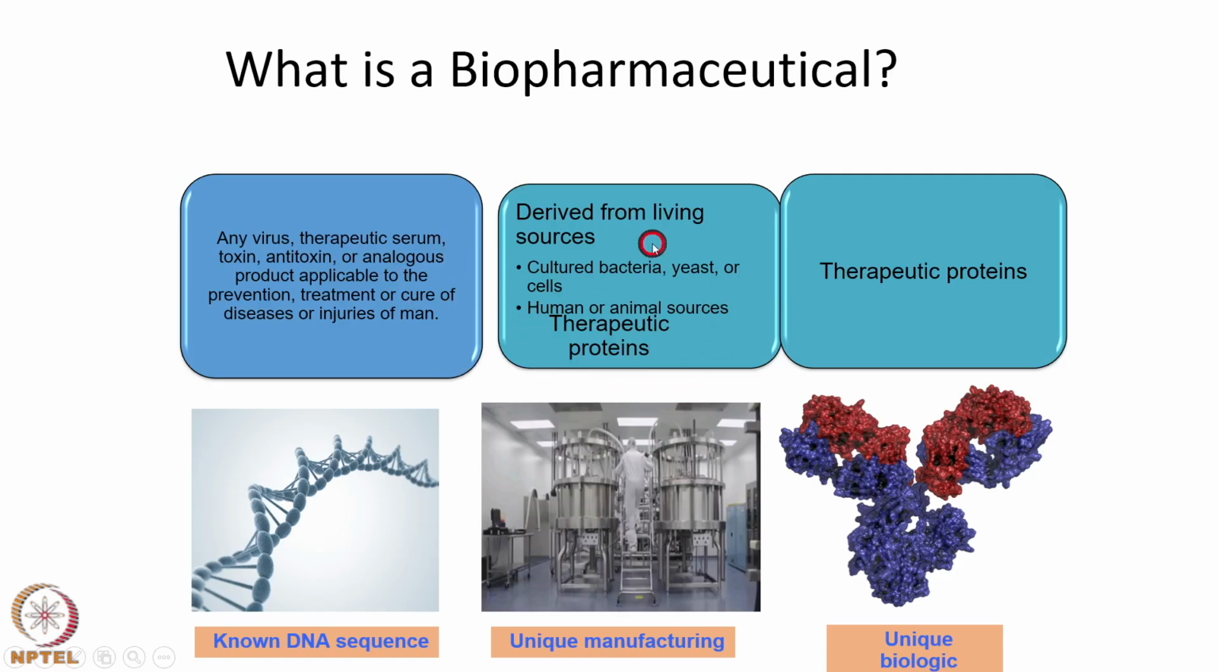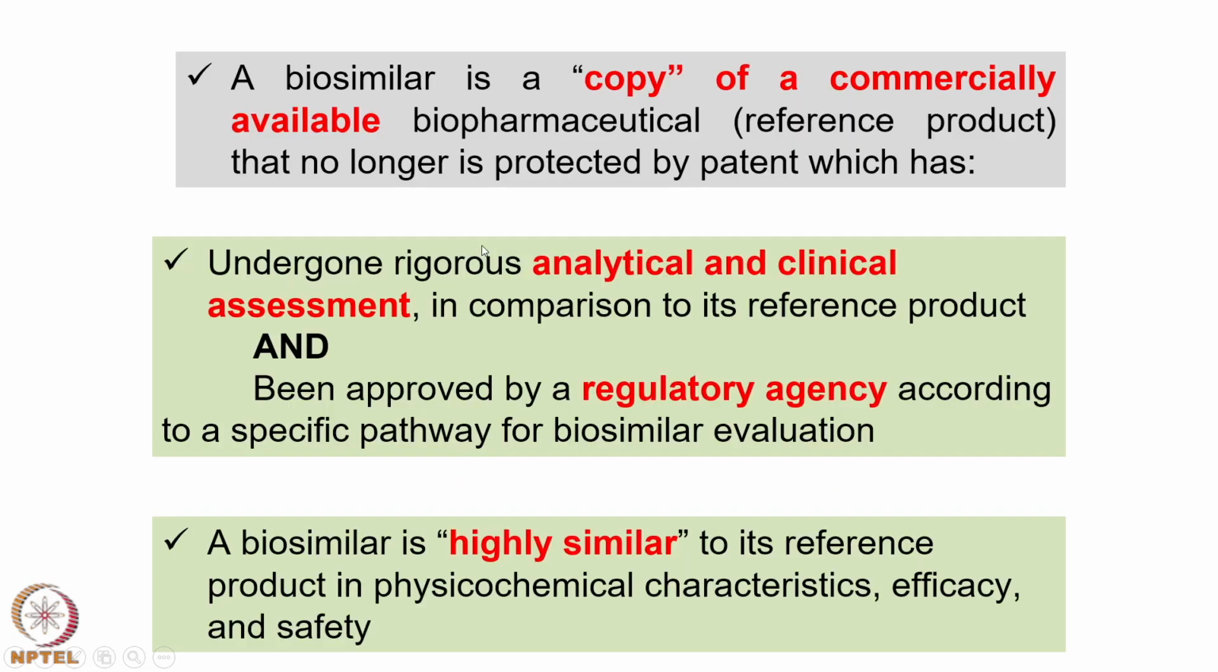These are therapeutic proteins, but to make them using recombinant DNA technology at lab scale, you then have to have a unique manufacturing facility, something like this. This is the manufacturing facility for biologics, and at the end you get a unique biologic, that is a therapeutic protein, right. So, a biosimilar is a copy of that commercially available biopharmaceutical, that reference listed drug or reference product, that is no longer protected by patent.